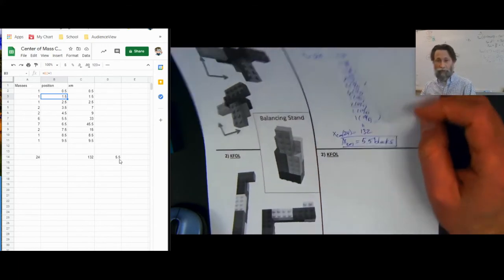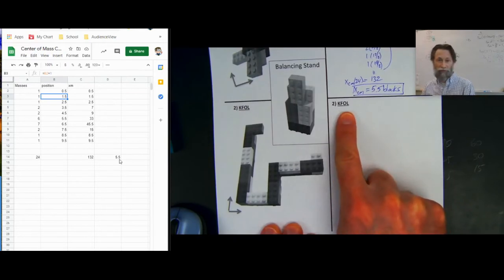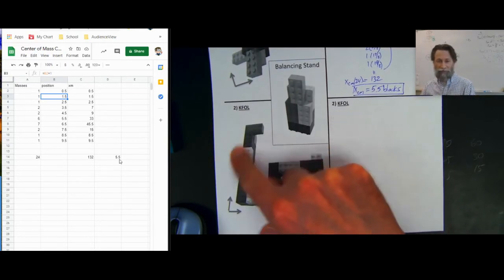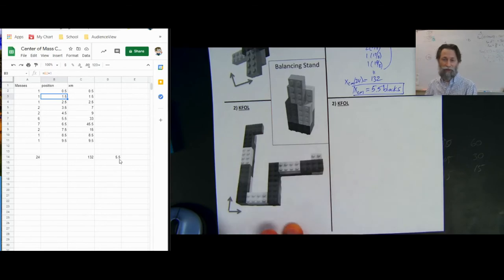In the next one, we're going to do the KFOL, or the kid fan of Legos. Give me a moment to set it up, and then I'll show you that one.